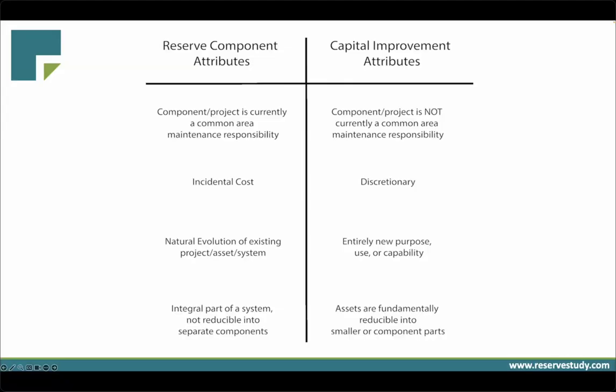All right, is this a reserve component or is it a capital improvement, right? We're no longer going to use a hard key system. We're changing the system to a fob system. Well, how do we handle this? Well, the way I look at this is, is this component a common area responsibility currently? Well, the perimeter fence and the entry system, the security system, is currently a common area replacement responsibility.